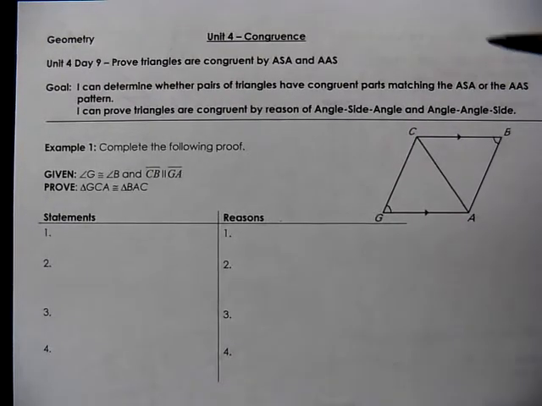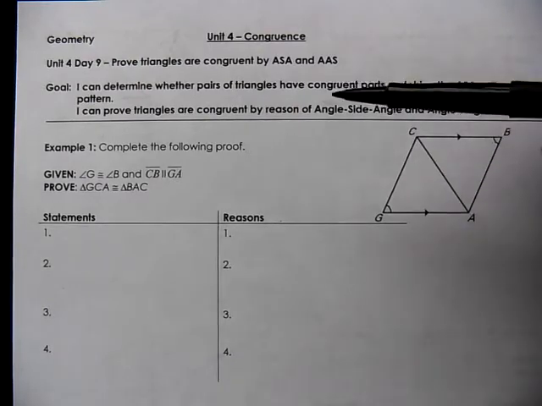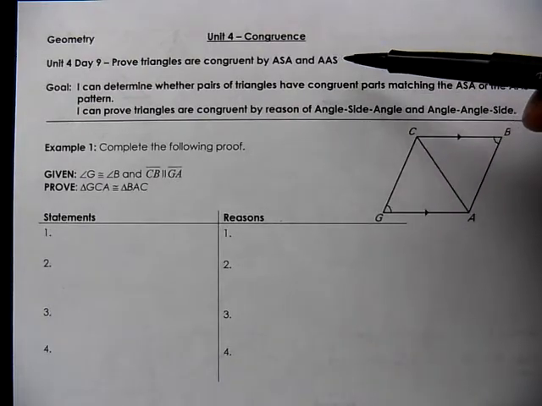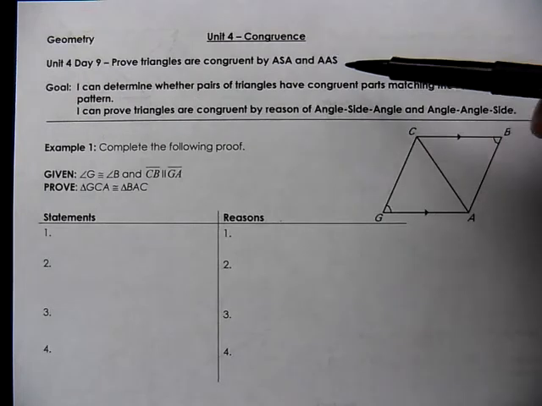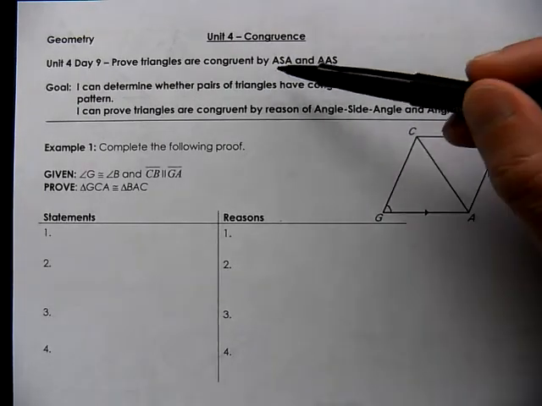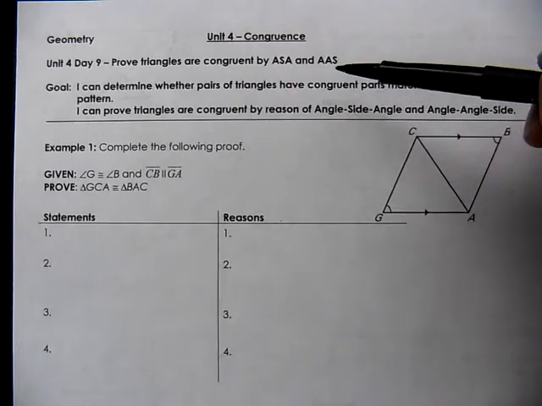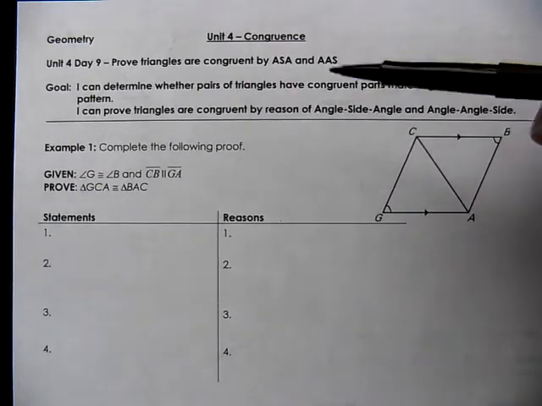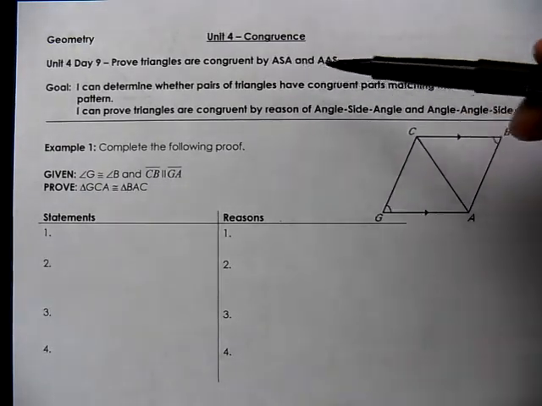Hello everyone. Today we're going to learn how to do geometry proofs, and using two triangles as our object here, we're going to prove the triangles are congruent by these two reasons. We're focusing on the angle side angle pattern and the angle angle side pattern. In the previous section of notes we looked at these two patterns, and now we're going to go through proofs showing that triangles are congruent by these reasons.